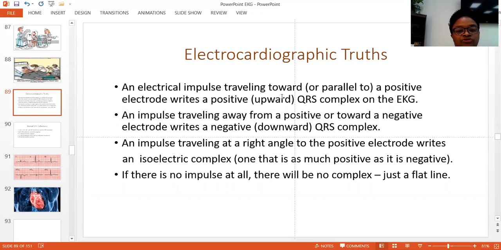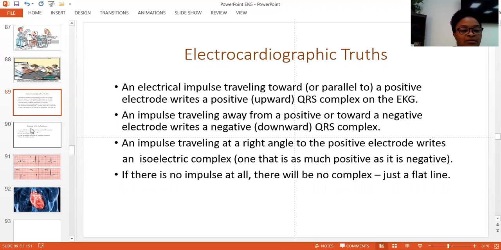An electrical impulse traveling toward or parallel to a positive electrode writes a positive or upward QRS on the EKG. An impulse traveling away from a positive or toward a negative electrode writes a negative or downward QRS complex. An impulse traveling at a right angle to the positive electrode writes an isoelectric complex, which is one that is as much positive as it is negative. And if there's no impulse at all, then you don't have a heartbeat, so you just have a flat line.